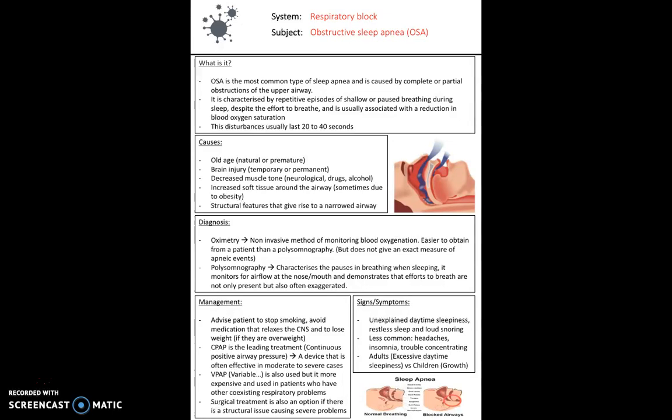And essentially the central one usually occurs intermittently or in cycles. The causes of OSA include old age, brain injuries, decreased muscle tone, or simply structural features that could have been congenital.